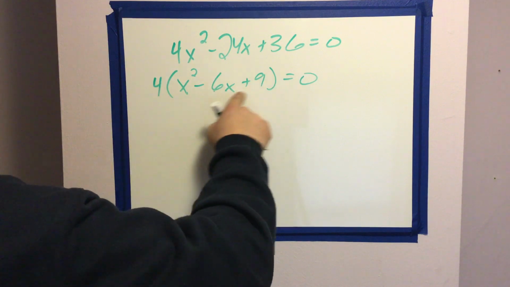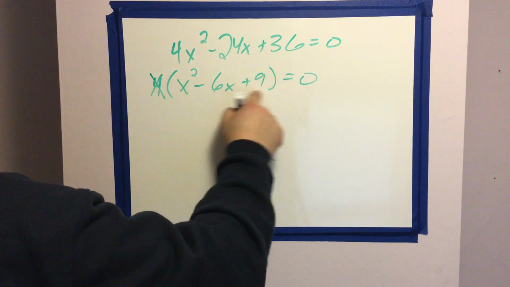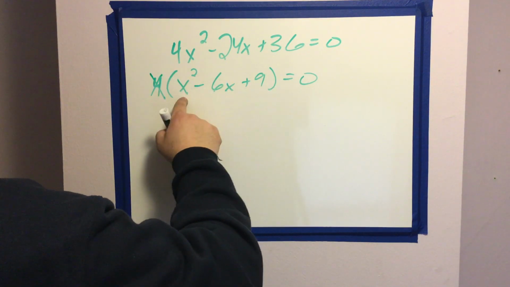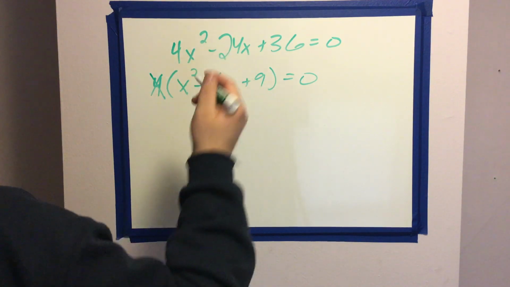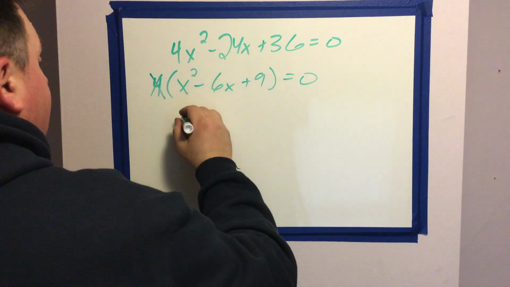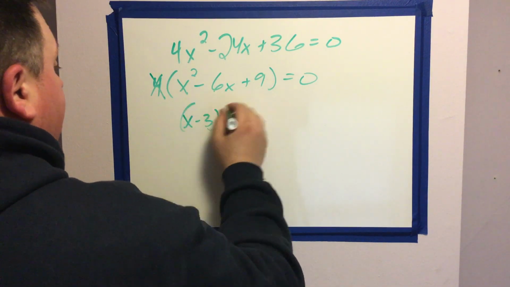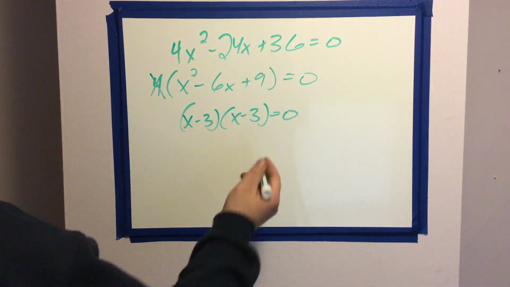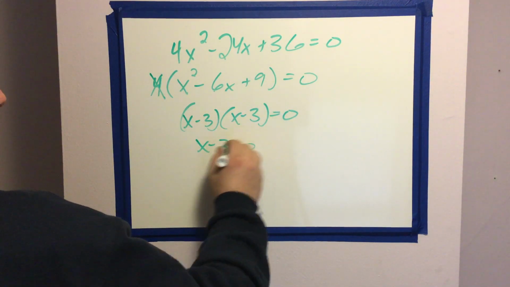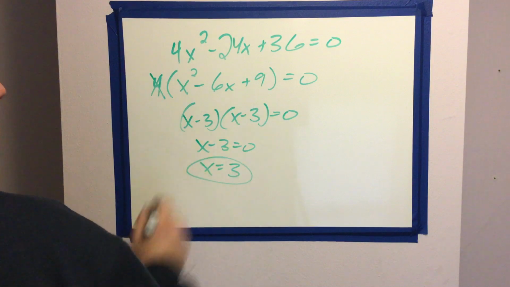Now we have to factor this out. And you can say, look, x squared, what times what equals 9 that adds to a negative 6? I can already see it's negative 3. So it's going to be x minus 3 times x minus 3 equals 0. So then when we write this out, x minus 3 equals 0, x equals 3.